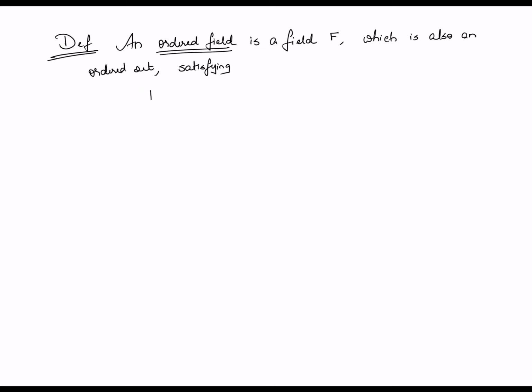So I need two more axioms on top of the definition of a field and that of an ordered set to define an ordered field. And these two properties are the following: for all x, y, z in F, it is true that y less than z implies x plus y less than x plus z.